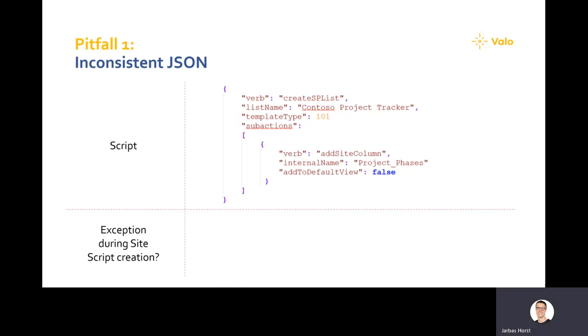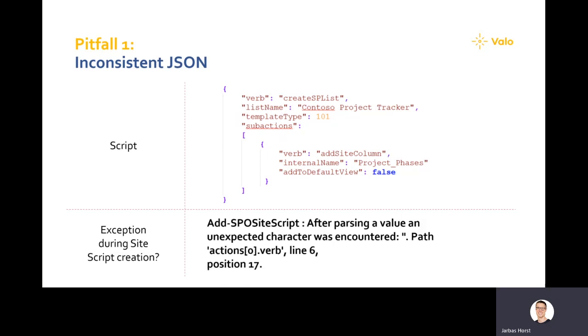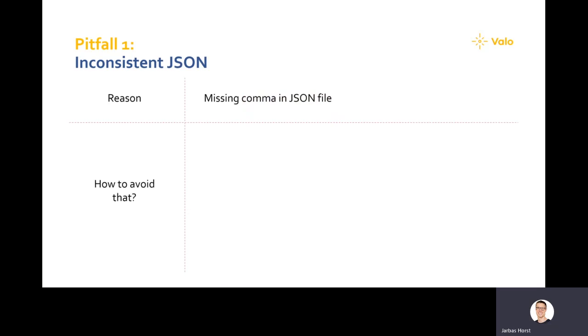Well, now if I want to create this script as a site script, I ended up with the following exception. So site script is not able to parse my JSON. But what's wrong here? I am missing commas. So that's the reason why I'm getting this exception here. So the reason is that I'm missing commas.